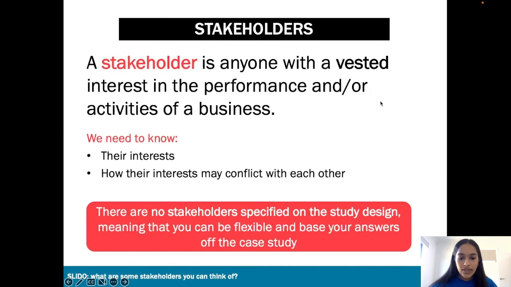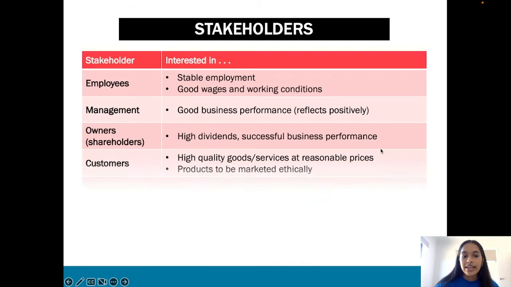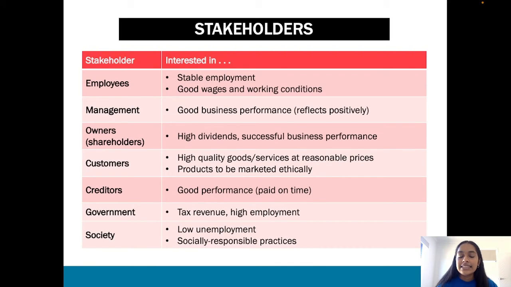All right, I've come up with a few, and I think a lot of these you guys have listed in the Slido. We have employees. Their key interests are having stable employment, but also good wages and working conditions. Ultimately, they want to make sure they are earning enough money to support themselves in their own lives, but also good working conditions.